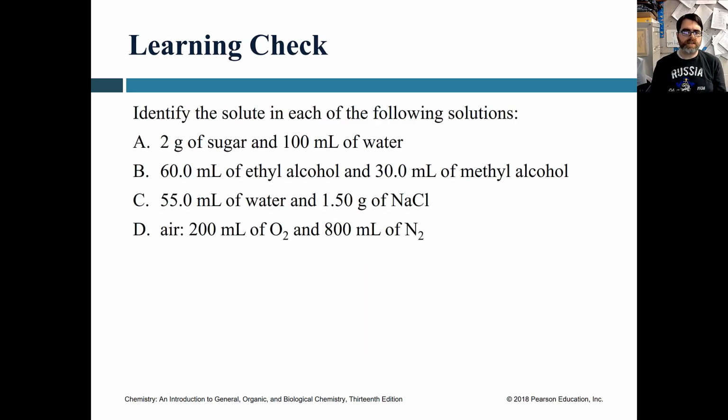This one here asks us to identify the solute, so I'm just going to underline it here. 2 grams of sugar is going to be our solute, whereas water is the solvent. Here, the methyl alcohol, because it's in the smaller quantity, is our solute. Here, sodium chloride, table salt, is our solute. And here, the oxygen is the solute.